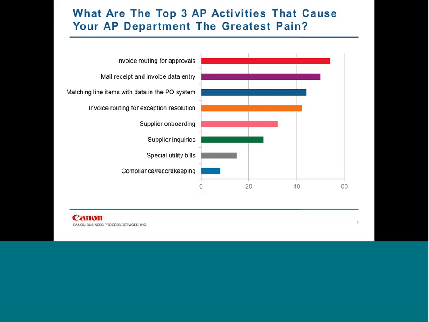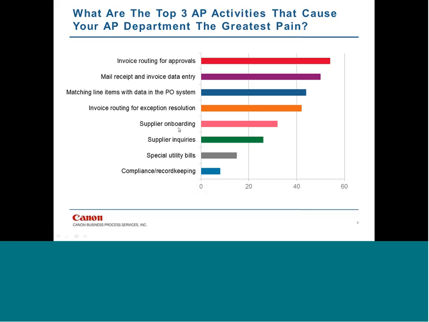Utility bills is something that organizations, AP departments find painful in terms of processing. Compliance and record keeping is the other one, and in the report you'll see a few other options that we asked about, but those were selected the least.